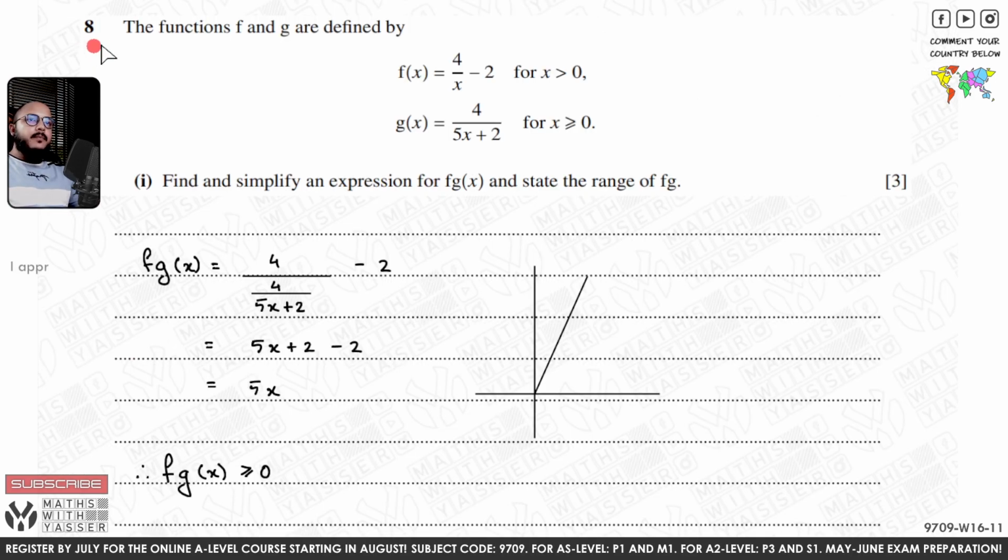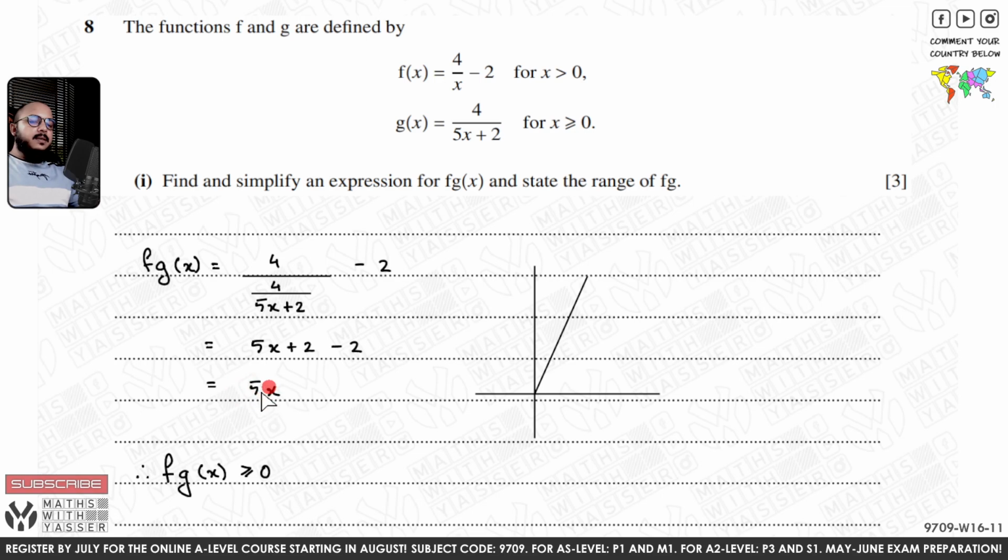Question number 8. The functions f and g are defined by f(x) equals 4 over x minus 2 for x greater than 0, and g(x) equals 4 over 5x plus 2 for x greater or equal to 0. We need to find and simplify an expression for fg(x), and we need to state the range of fg. So for fg(x), that means this equation is getting substituted into this x. So it will be 4 over 5x plus 2 minus 2. Simplifying this, we get 5x plus 2 minus 2, which is 5x.